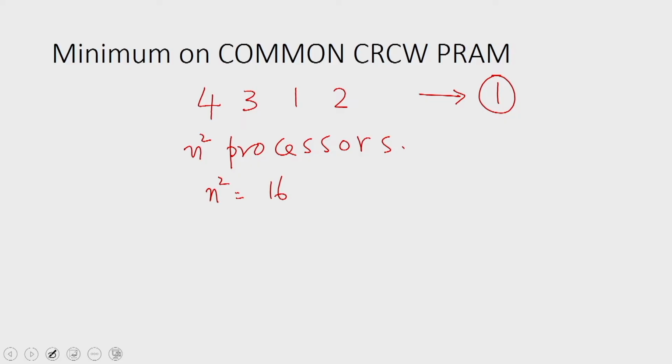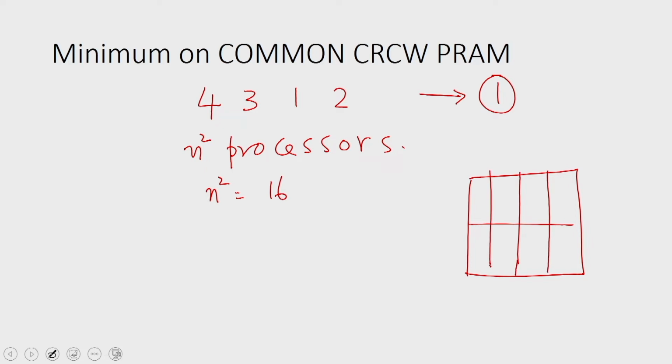Using these 16 processors, what we do is this: we take a 2-dimensional array, a 4 by 4 array. Along the rows we have these values 4, 3, 1, 2, and along the columns also we have these values 4, 3, 1, 2. At each cell of the 2-dimensional array, we compare the row value with the column value. If the row value is greater than the column value, then we write a 1 in the cell, otherwise we write a 0 in the cell. At the diagonal positions, we will have zeros, because when 4 is compared with 4, we have equality, not a greater than sign. So, at all the diagonal positions, we have a 0.